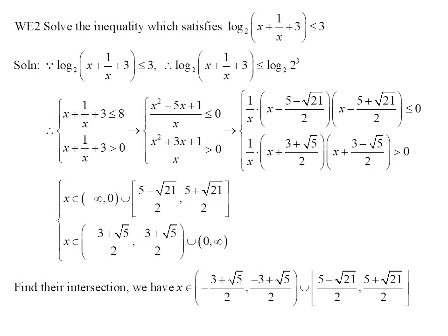One is between negative (3 plus square root 5) over 2 and (negative 3 plus square root 5) over 2, excluding both endpoints. The other one is between (5 minus square root 21) over 2 and (5 plus square root 21) over 2, including both endpoints.